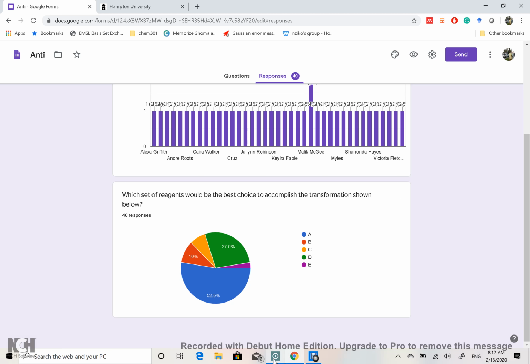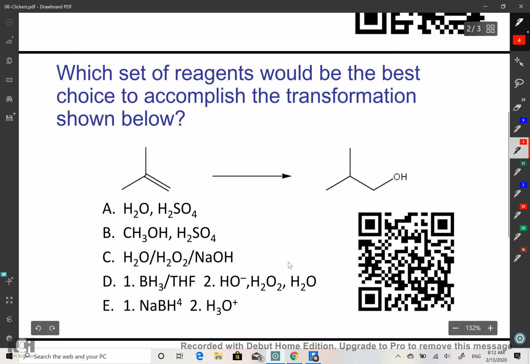There's a big problem. There's fire on the mountain. A lot of you guys chose A. You all want to choose A because you didn't apply your Markovnikov rule. That's why a lot of you want to choose A. So, what is the correct answer if you apply your Markovnikov rule?